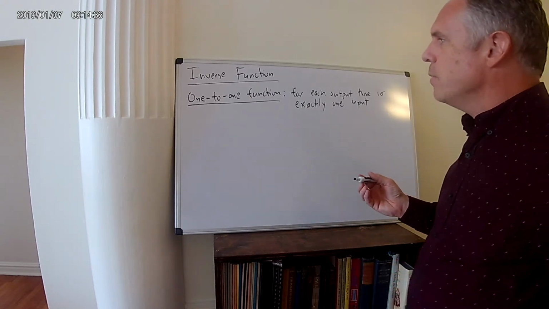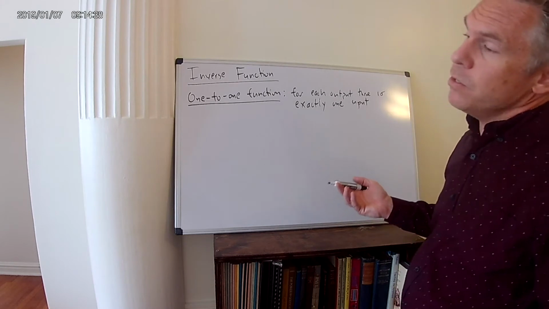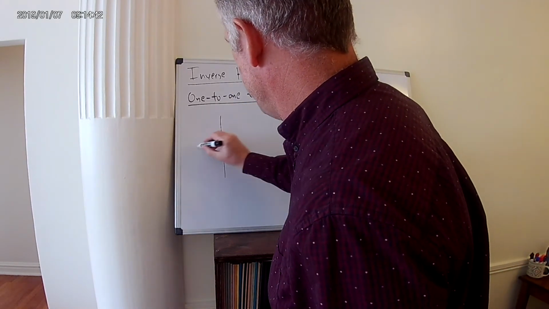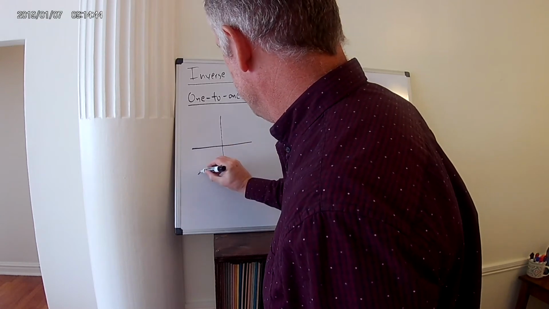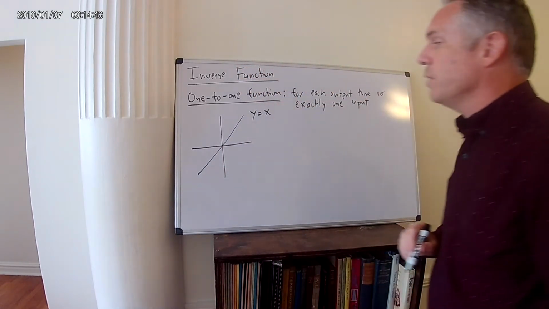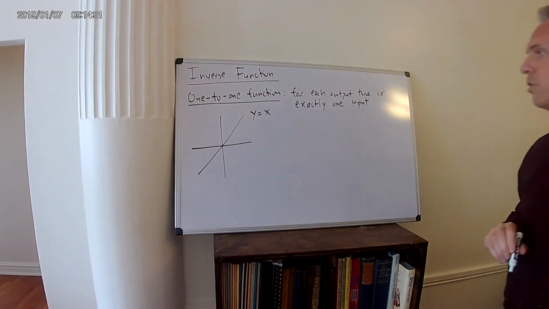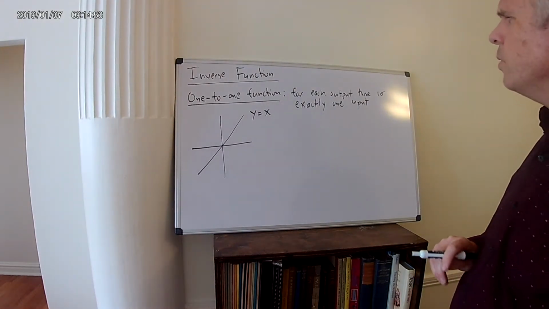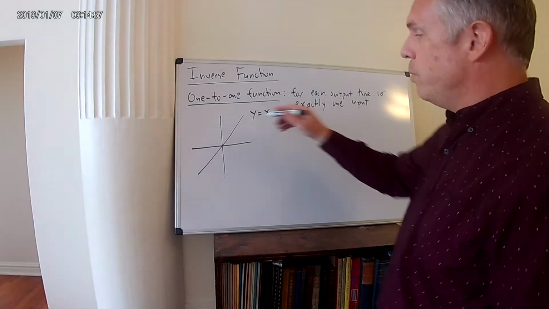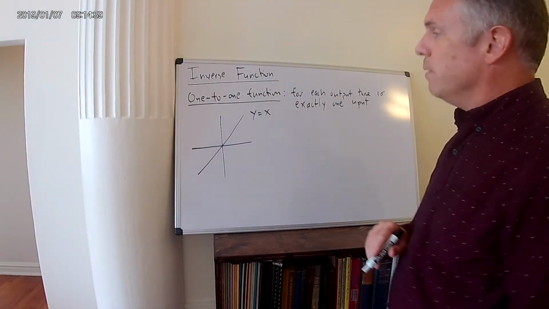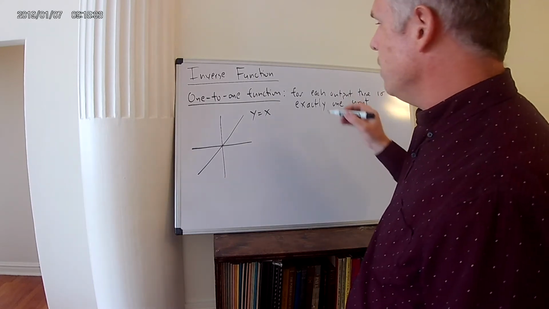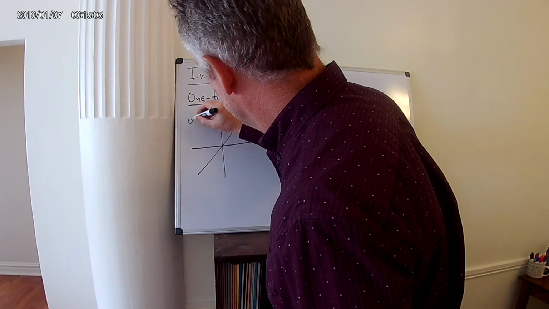Let's consider some examples of either one-to-one functions or things that aren't one-to-one functions. Let's consider this line, which is the line y equals x. Is this a one-to-one function? It turns out this actually is a one-to-one function because for each input, there's exactly one output, and for each output, there's exactly one input. So this is one-to-one.